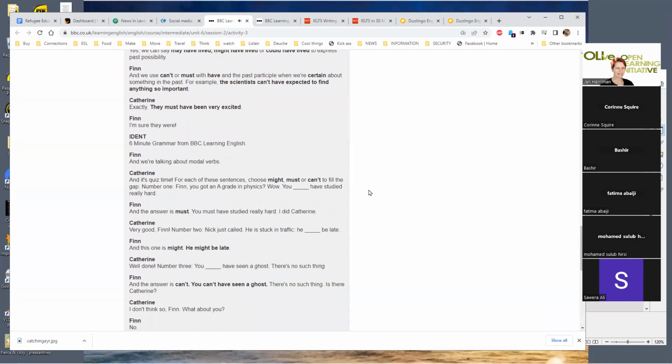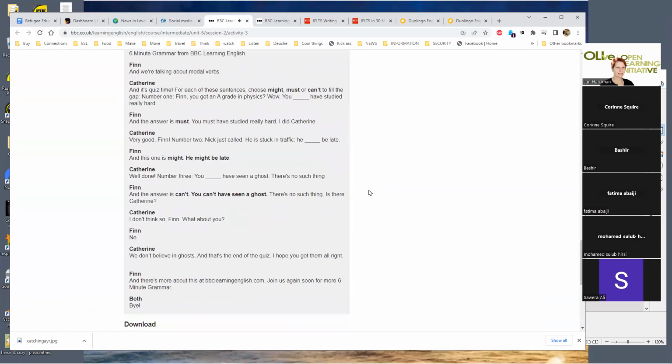6 Minute Grammar from BBC Learning English. And we're talking about modal verbs. And it's quiz time. For each of these sentences, choose might, must or can't to fill the gap.